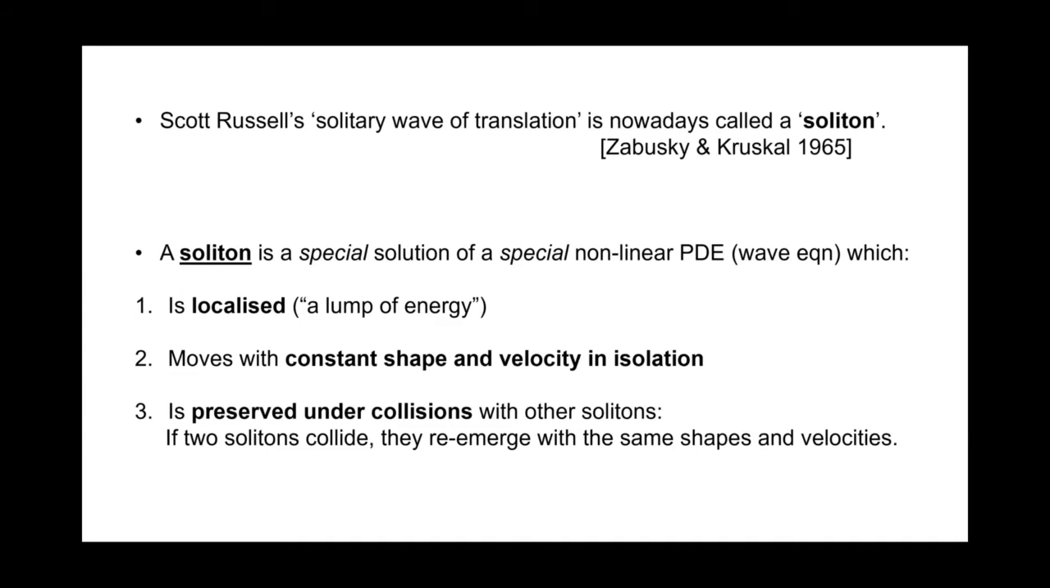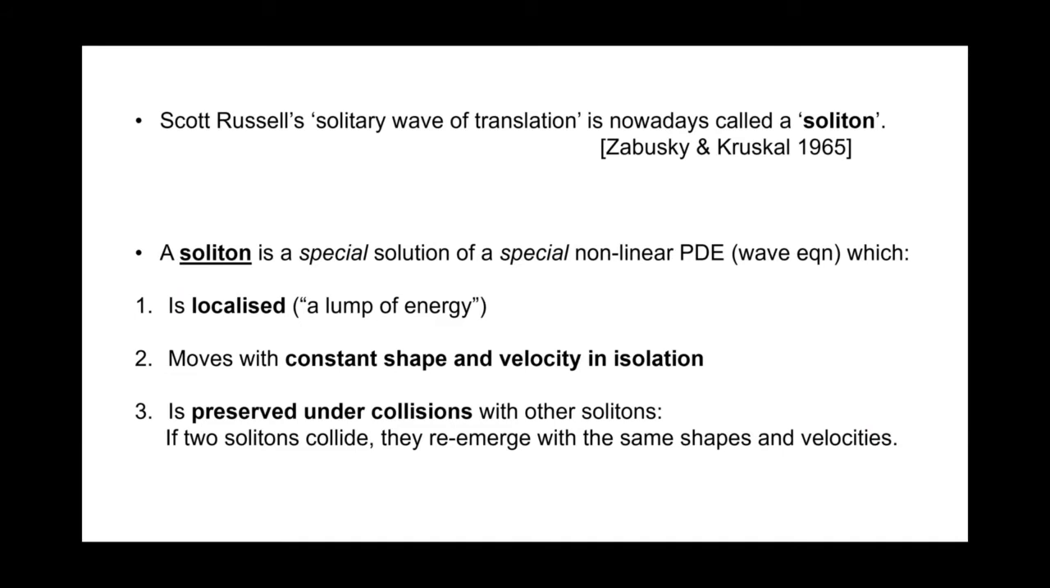Property 2 that defines a soliton is that it moves with constant shape and velocity in isolation, meaning when it's far away from other solitons or other waves. And this is what we've seen precisely in the video of a soliton created in a lab, and it's also what John Scott Russell observed in 1834.